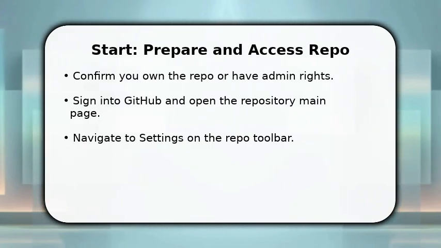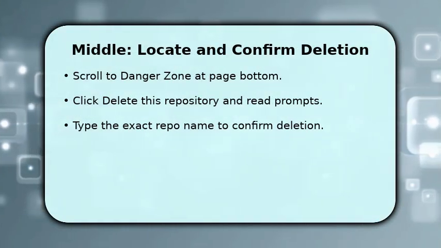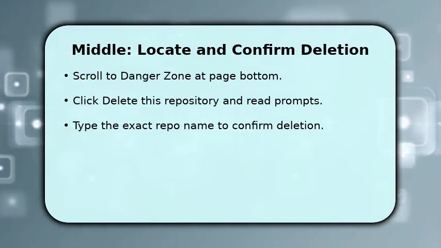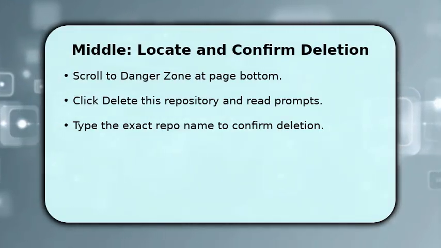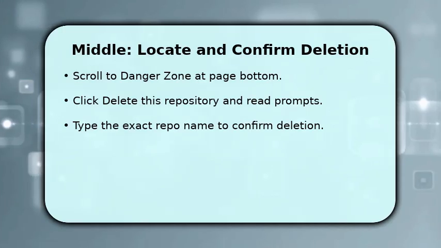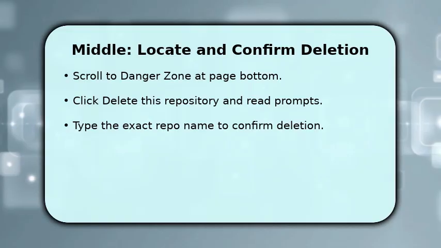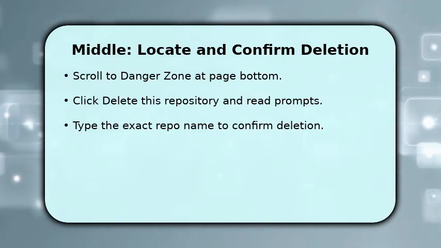Once in Settings, scroll down to the danger zone at the bottom of the page and find Delete this repository. Click that red button to open the confirmation dialog. GitHub shows the exact repository name and consequences. Carefully read the prompt. It will explain that issues, wikis, and forks may be affected.